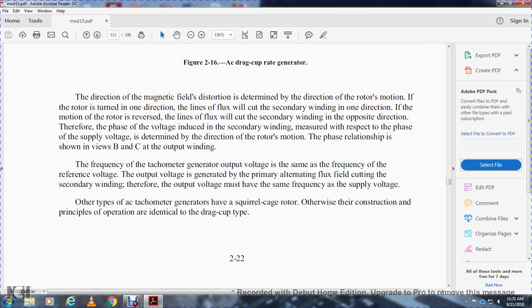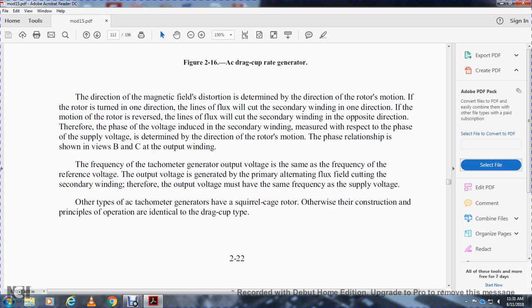The direction of the magnetic field distortion determines the direction of the rotor. When the rotor is turned in one direction, the flux lines will cut the secondary in one direction, and with the motion reversed the flux lines will cut the secondary in the opposite direction. Therefore, the phase of the voltage induced in the secondary winding, measured with respect to the phase of the supply voltage, will determine the direction of the rotor's motion.